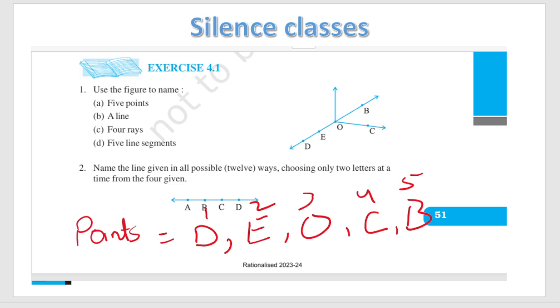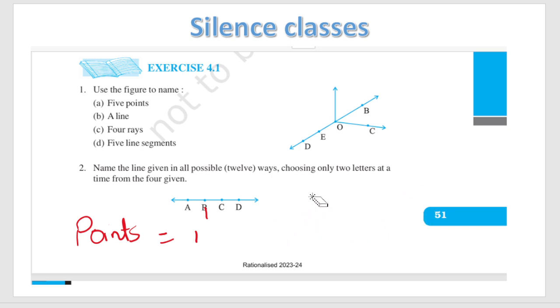Now, what is the second question saying? The second question is saying a line. We have to look at this particular figure and mark a line. So let's find it out.